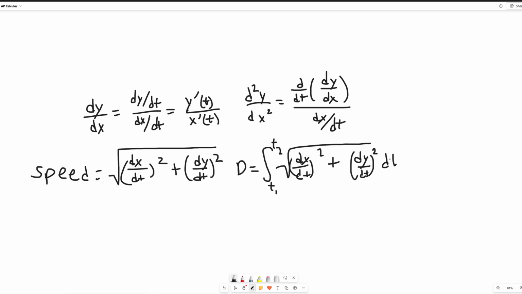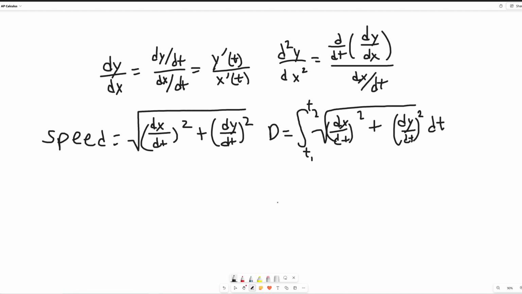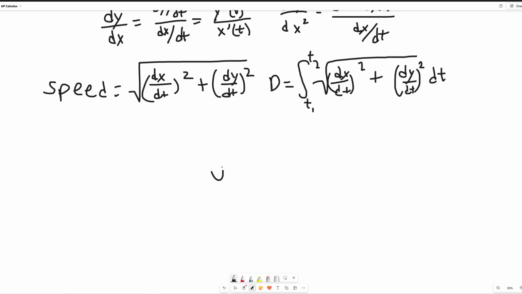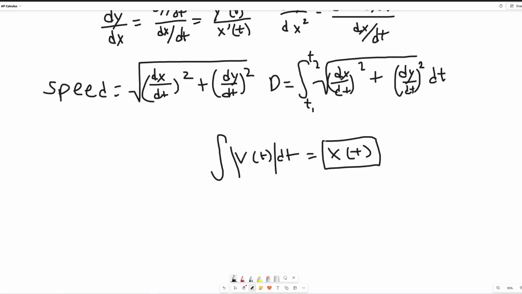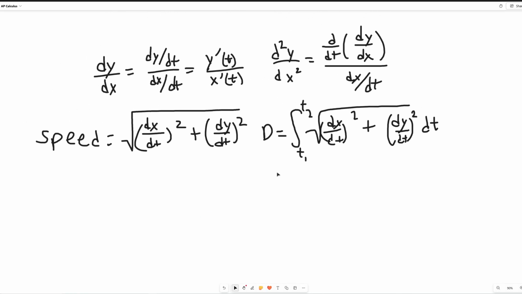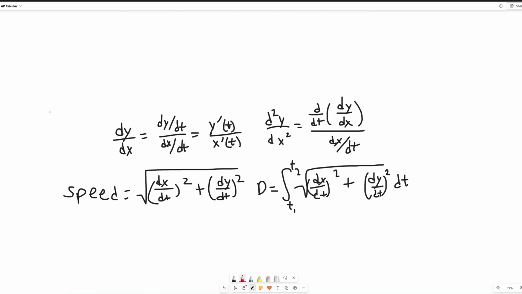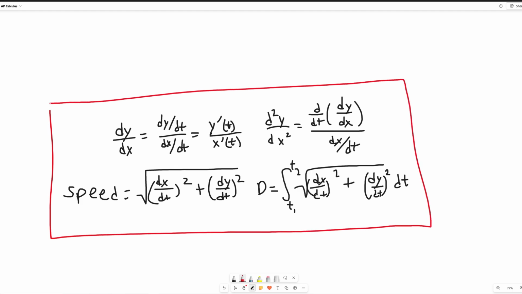And why is it the integral of speed? Well, if you think about it, the integral of a velocity function is the position. So the integral of the absolute value of the velocity is going to be the total distance that you traveled over that time interval. So these are your 4 core formulas. I'm going to give you a second to look at it and keep it in your brain before we do a sample problem together.